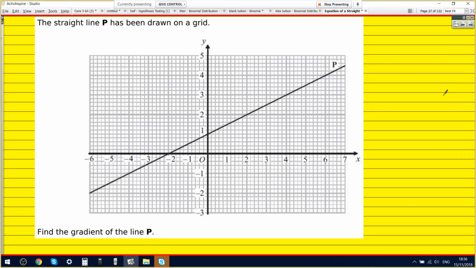Straight line piece. What could it be? 4 and 3, and 7 and, no, not 7, 6 and 4. So the gradient is 2 and 1 and then 2. Answer's 2. Well, which was which?